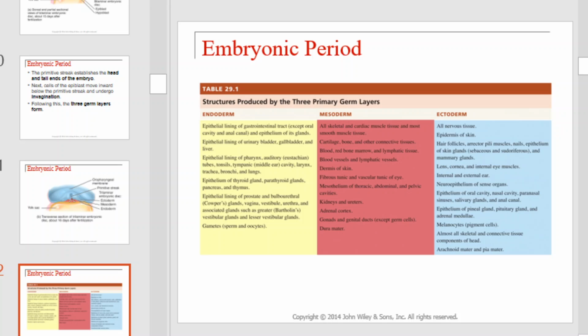This table will provide you with a summary of the structures produced by the 3 primary germ layers: endoderm, mesoderm, and ectoderm.